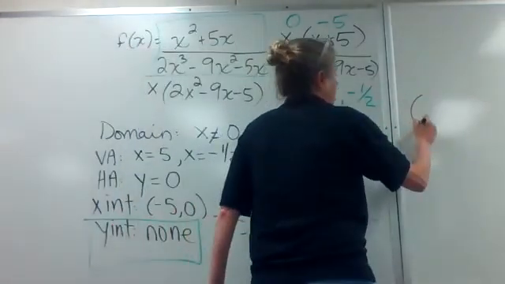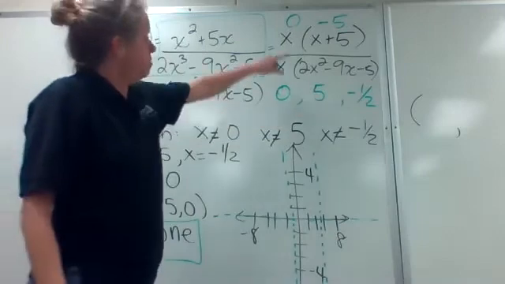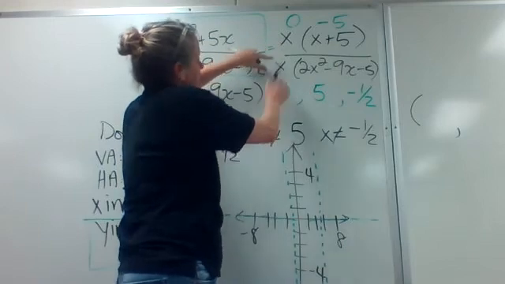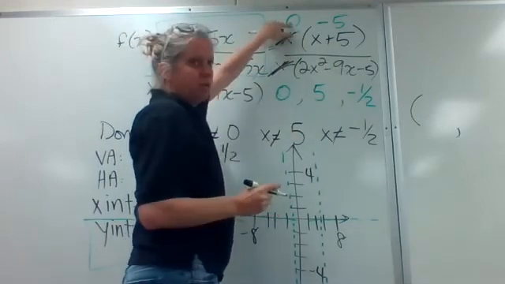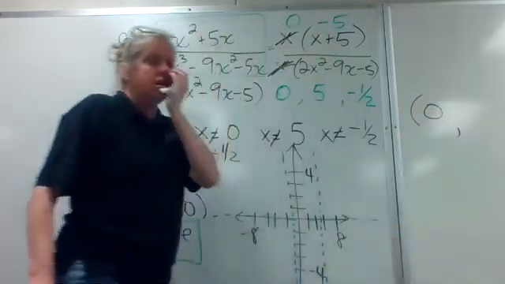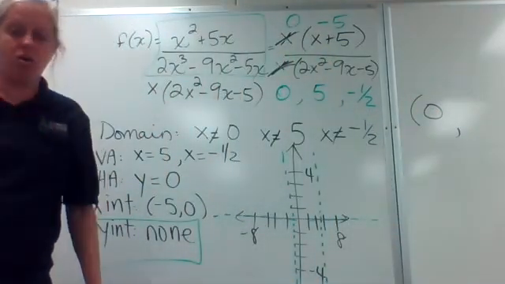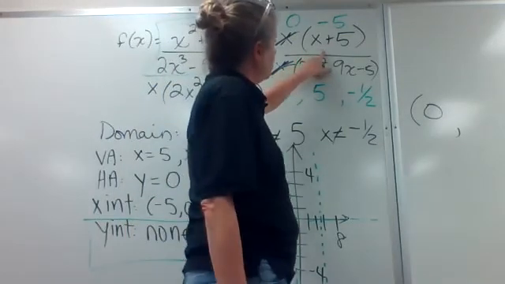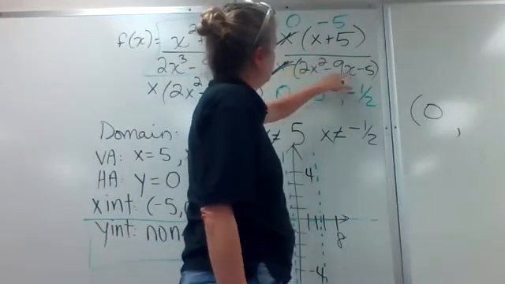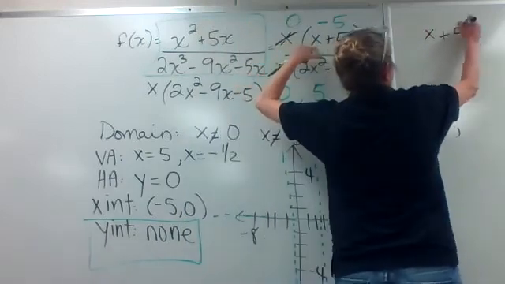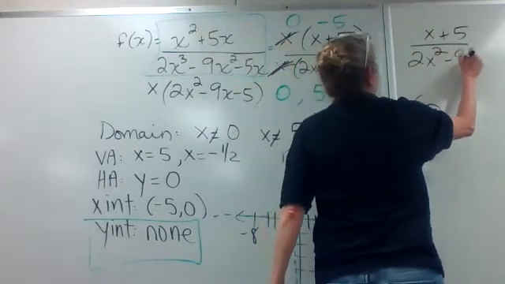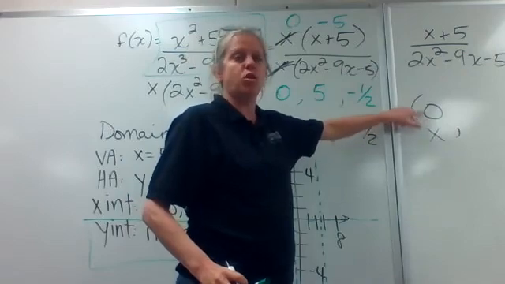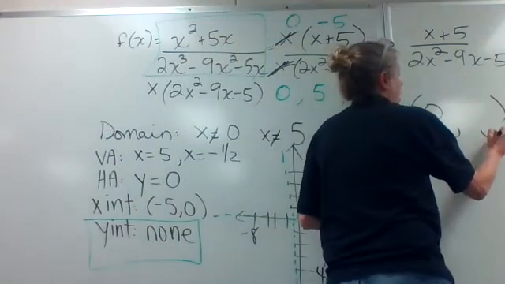The x-coordinate of that hole comes from the 0 that canceled out. So which 0 canceled out? That, or the factor that cancels, because it's like these cancel each other. What was the 0 of both of those? The y-coordinate of the hole is, if you go back, once you've canceled this out and replace the x's with what's left, which is x plus 5 over 2x squared minus 9x minus 5, if you replace all those x's with this x coordinate, that's going to give you the y coordinate of the hole.